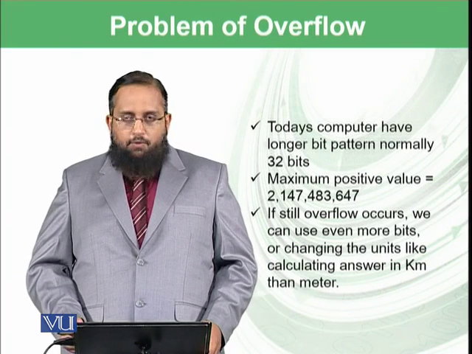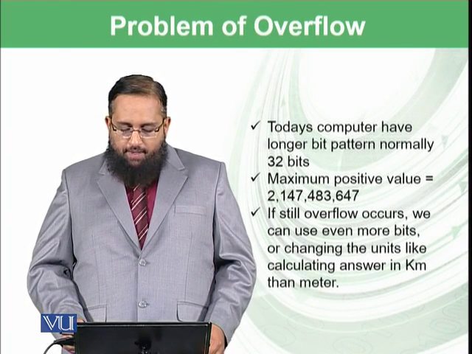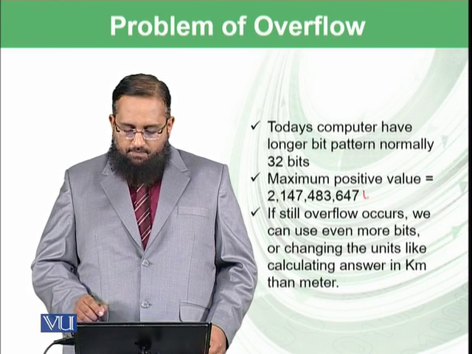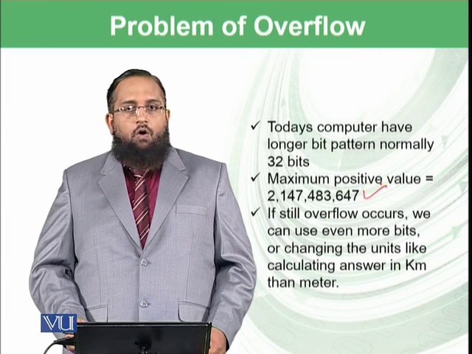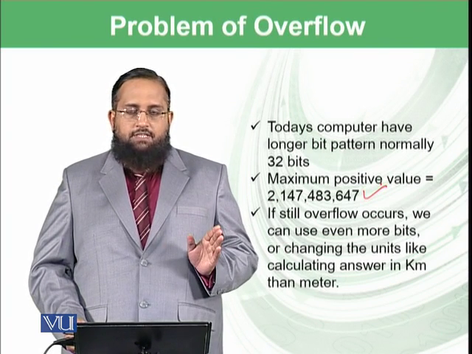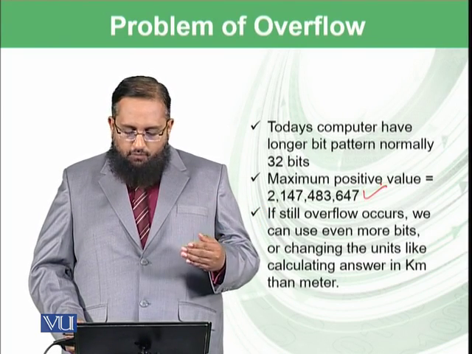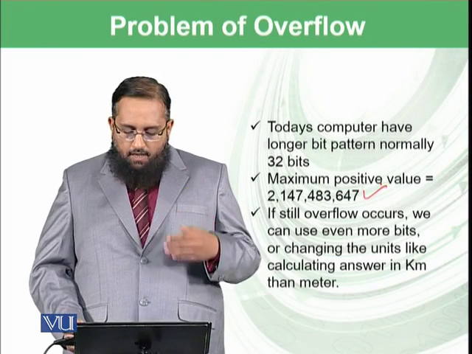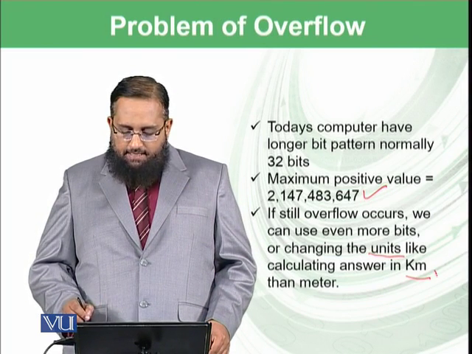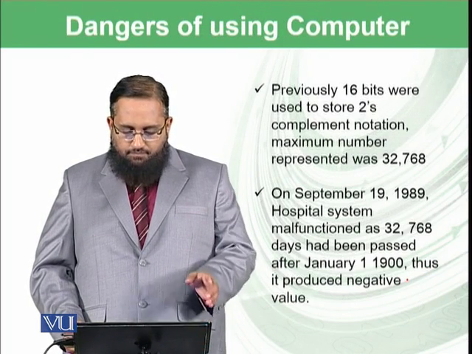Today's computers have longer bit patterns, normally 32. So the maximum positive value we can represent is this one. If an excess bit occurs, you know that truncation is not a problem; you can just leave that bit. But if there is an overflow, then you can use more bits, or you can change the units, like calculating things in kilometers rather than meters, which will need fewer bits.